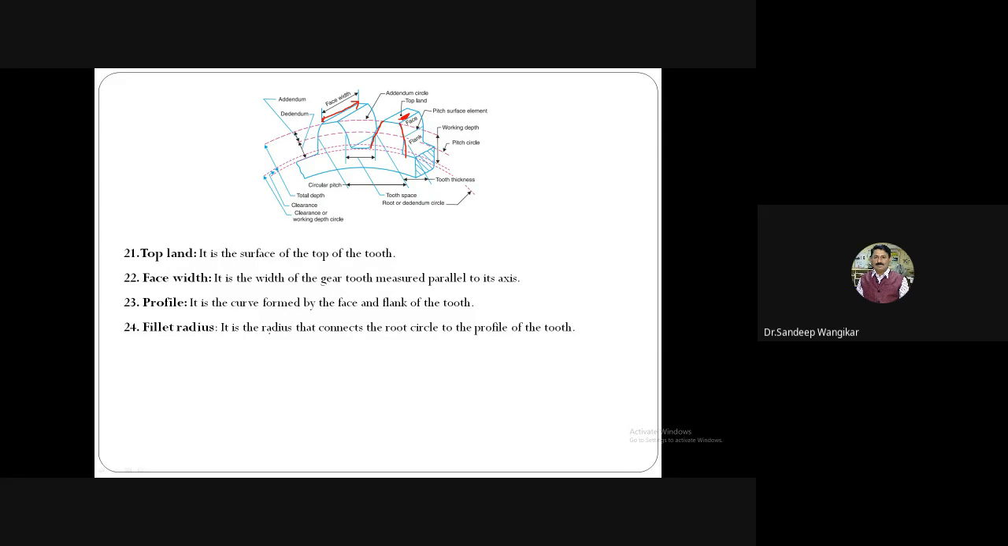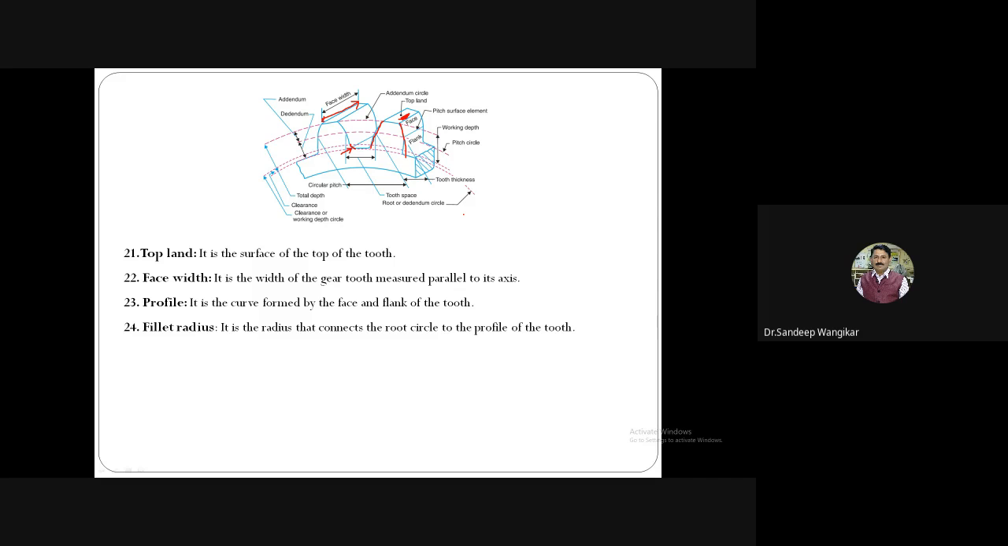Fillet radius. It is the radius that connects the root circle and the profile. See here. This is the root circle and this is the profile. So there are no sharp corners. A small radius is provided here. See, a small radius is provided here. This radius is called the fillet radius.